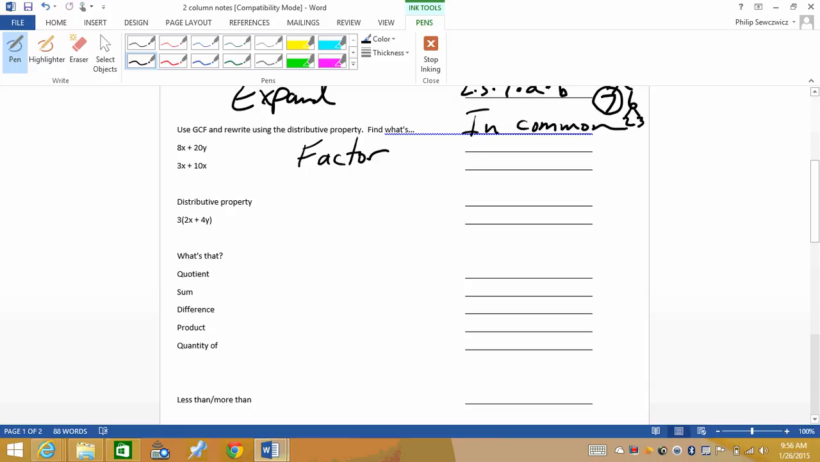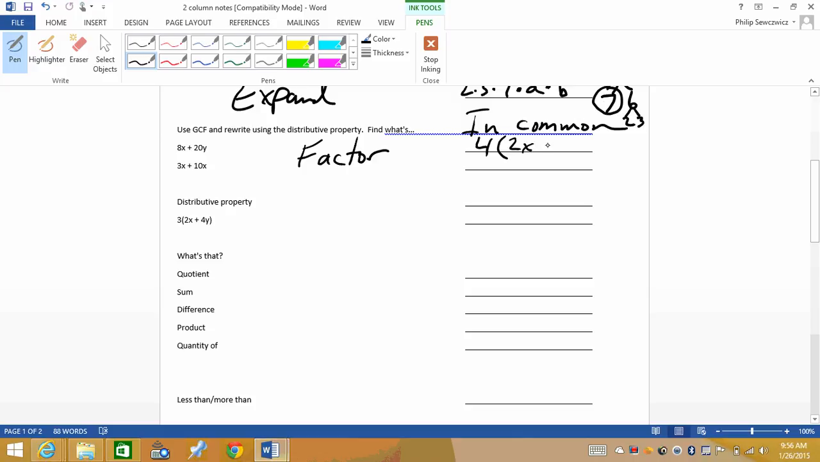So when we look at the 8x and the 20y, no letters are in common, but we do have a greatest common factor. Who's the biggest number that fits into 8 and into 20? That would be our good friend, the 4. So we put your 4 down, we open up our parentheses. 4 times what is 8x? 4 times 2 is 8. So 4 times 2x is 8x.